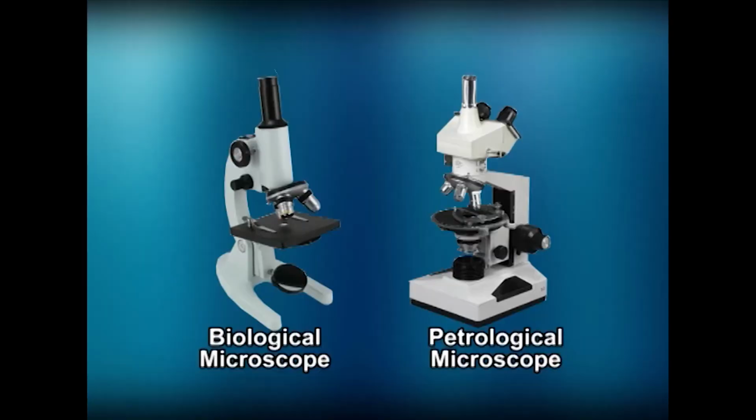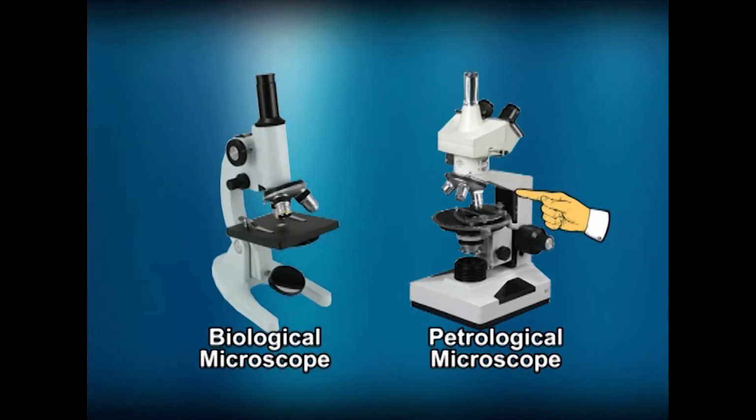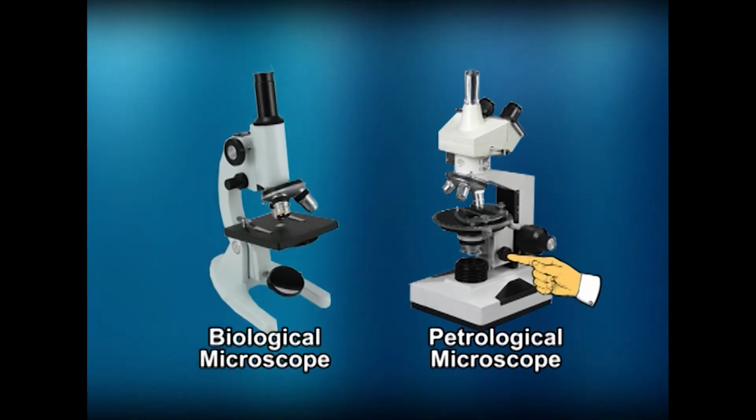Optical mineralogy deals with the study of optical properties of minerals in thin sections and grains under a special type of microscope called a petrological microscope, which differs from an ordinary biological microscope in having a set of additional fittings.